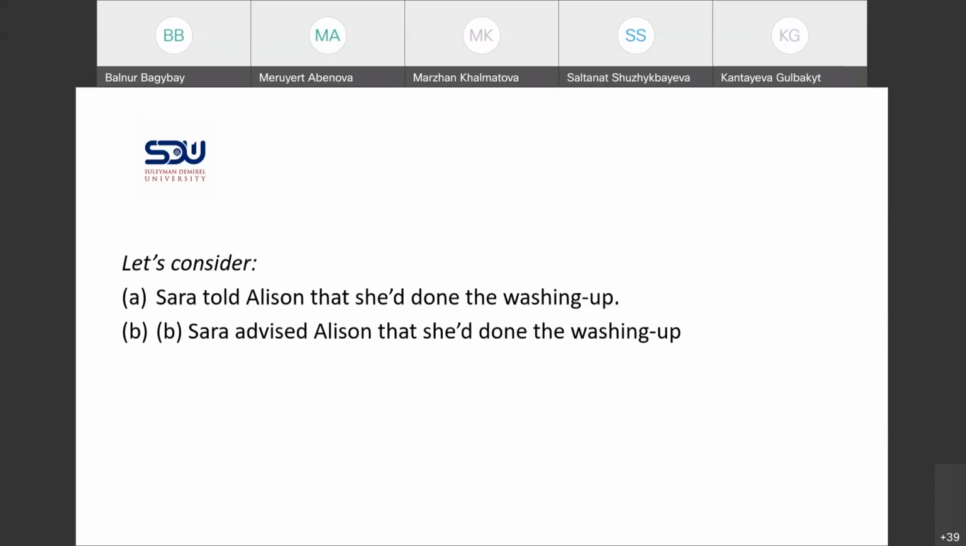Do you witness here any kind of a change in tone because of the different words that were used, guys? So we have the verbs told and advised. Do you see any differences in meaning and tone here?